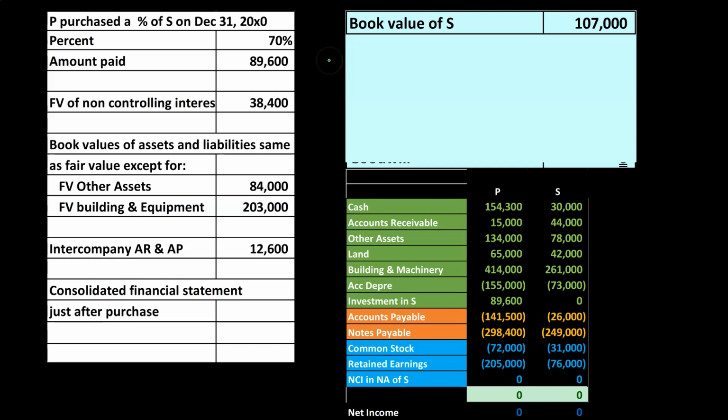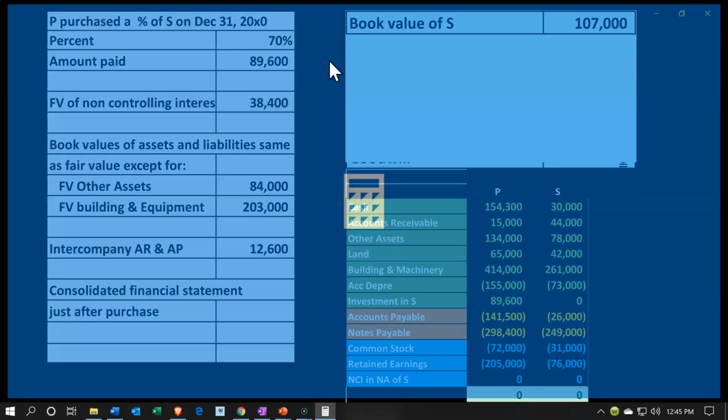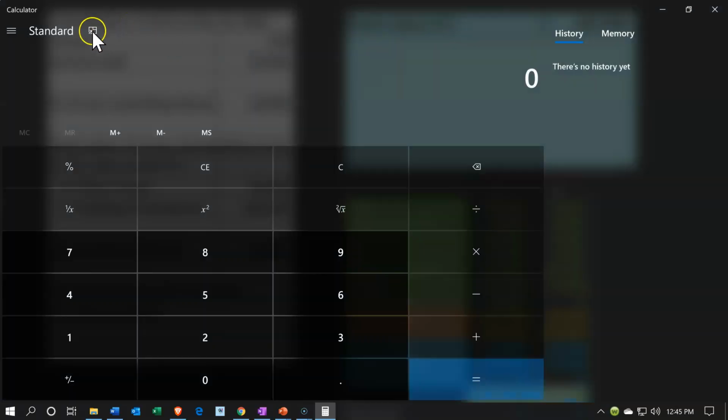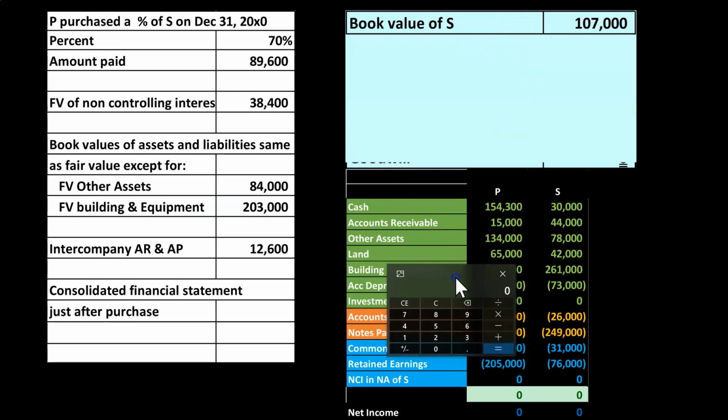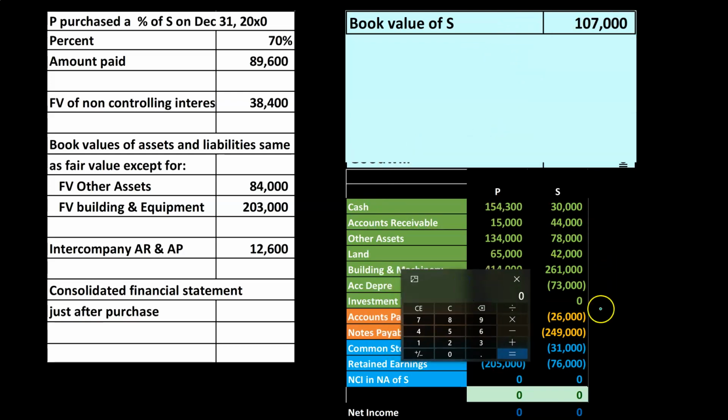So we're going to take the book value of S. Now, since this is the point in time that we actually did the consolidation, we'll pull out the giant calculator. We could calculate the book value of S, which would simply be the assets minus the liabilities at this point, or the equity section at this point in time, because this is the same point in time. Remember, we're 31,000 plus the 76,000, that's the 107. Or we could take the assets minus the liabilities and would, of course, get the same number.